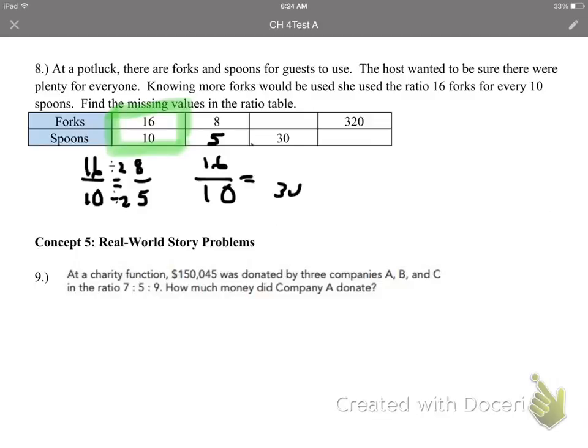And I'm going to 30. So 10 times 3 gives me 30. Remember, you have your calculator. 16 times 3 is 48. So when there are 48 forks, there would be 30 spoons.